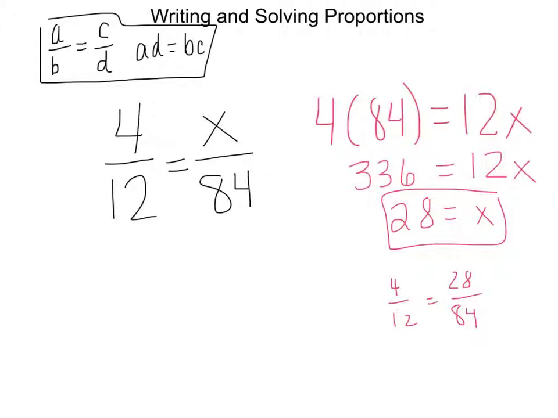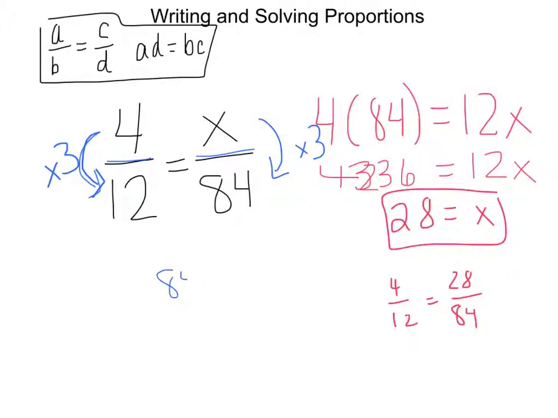There's other ways we could solve this though, and I want to make sure that you can see a couple different ones here, because you might find one you like better. Another way that works for this proportion is to see how many times bigger my denominator is than my numerator. I know that 4 times 3 is 12, so that means that 84 has to be 3 times bigger than my x. So another way to find x is to ask, what's 84 divided by 3, and I'll also get an answer of 28, just like I did over here. So that's a second way that you can solve this.